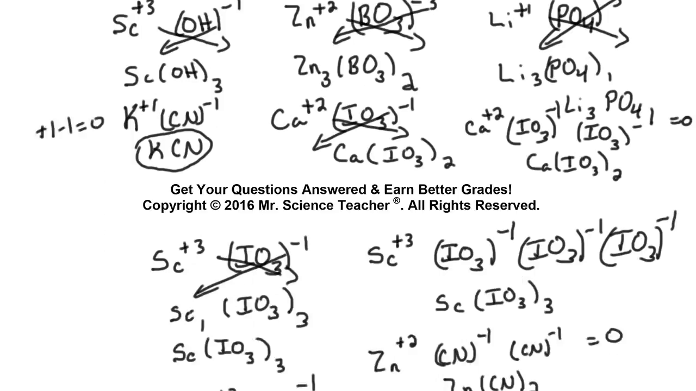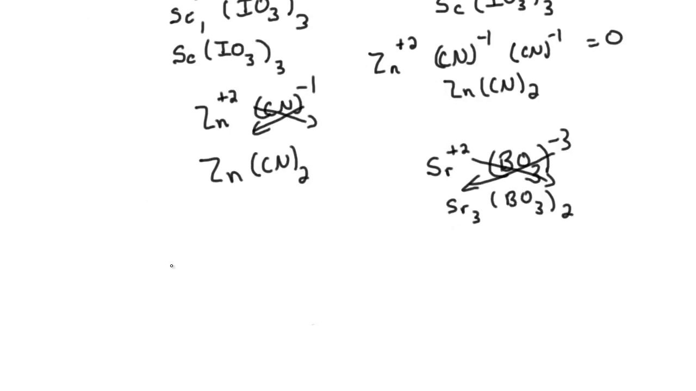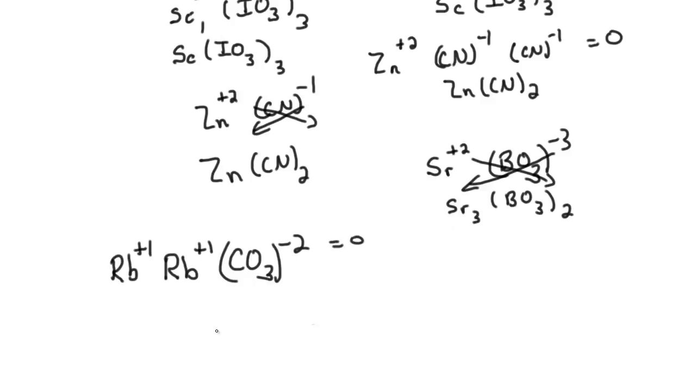Rubidium carbonate. Rubidium is Rb +1, carbonate, CO3, that's a -2 charge. I have to get to 0. That means I need another one of these rubidiums. Math equation is +1 +1 -2 equals 0. I have 2 of the rubidiums and 1 of the carbonates. Rubidium carbonate.